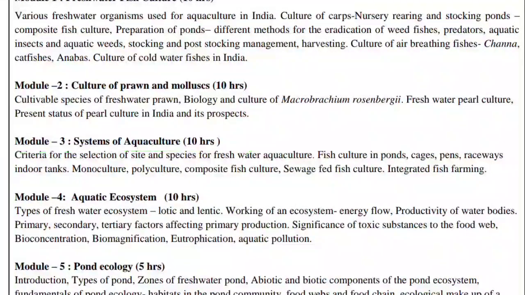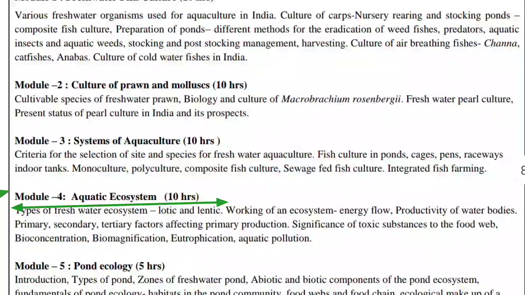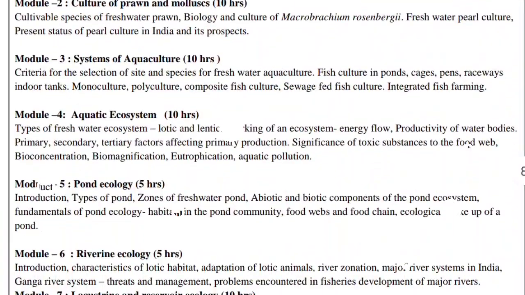And Module 4, aquatic ecosystem. Types of freshwater ecosystem, lotic and lentic, working of an ecosystem, energy flow, productivity of water bodies, primary, secondary, tertiary, factors affecting primary production, significance of toxic substances to the food web, bioconcentration, biomagnification, eutrophication and aquatic pollution.